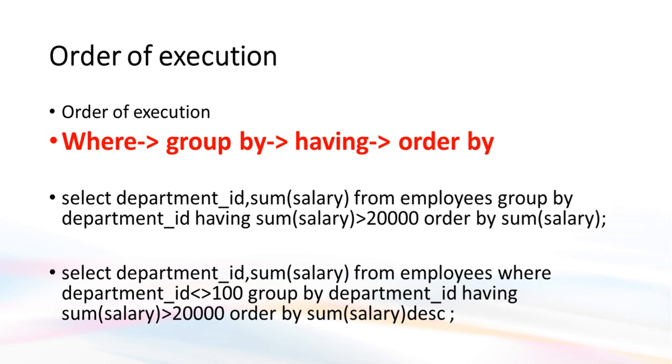The where clause is used for applying conditions on the rows. The group by clause is used for grouping the result. The having clause is used for applying the condition on grouping results. The order by clause is used for printing the data or results in a certain order, ascending or descending. So this is how we need to use them. This is the exact order we need to follow: where condition, group by, having, order by.